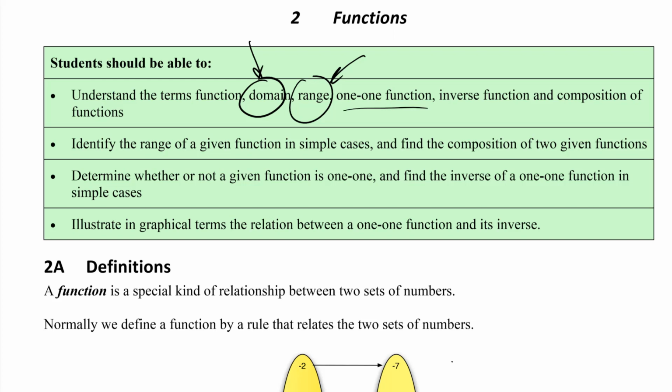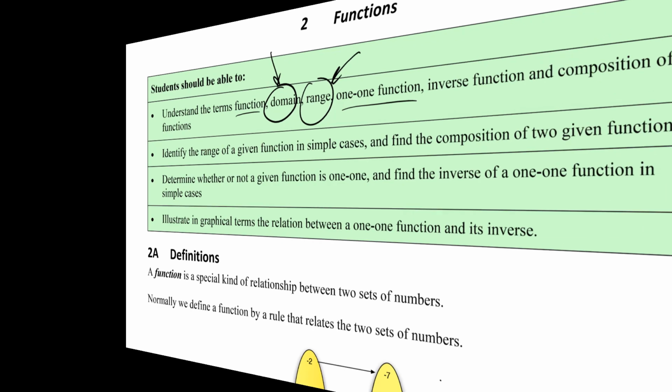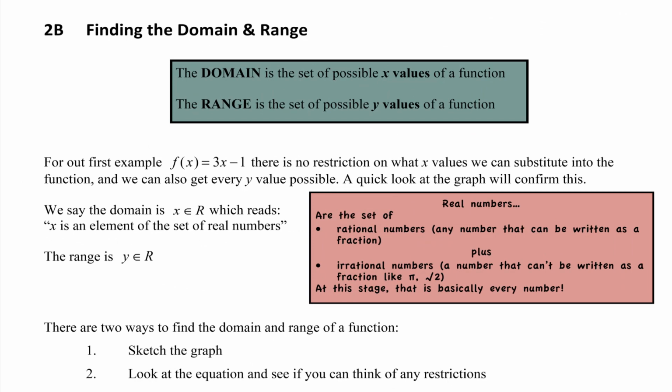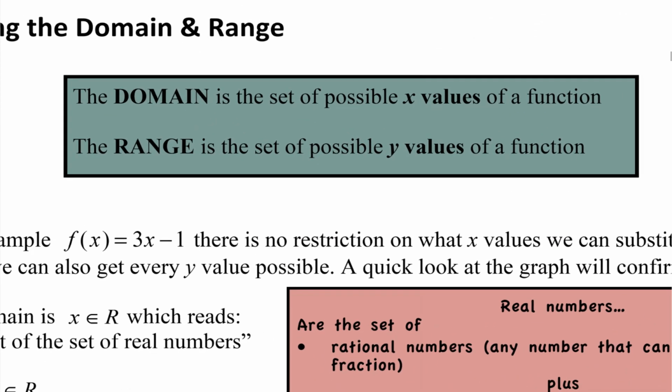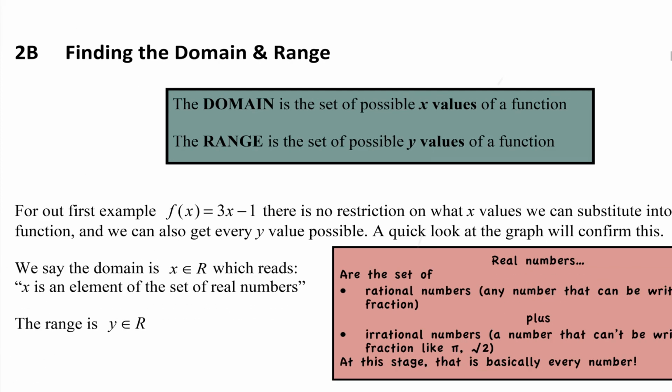Last video we talked about one-to-one functions, the definition of a function, those sorts of things. So today we're just going to talk about domain and range and being able to find them. Alright, so here are the definitions. The domain is the set of all possible x values of a function. The range is the set of possible y values for a function.